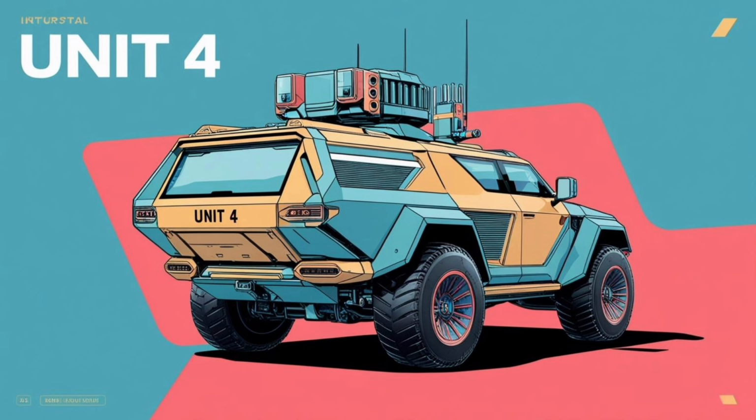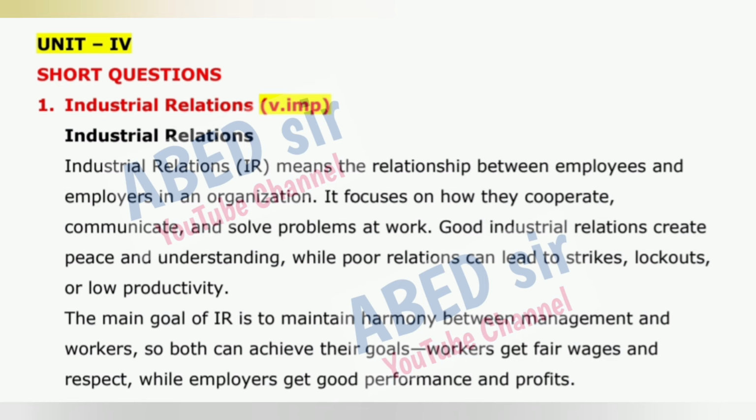Unit 4 first important short question is Industrial Relations. Industrial relations, IR, means the relationship between employees and employers in an organization. It focuses on how they cooperate, communicate, and solve problems at work. Good industrial relations create peace and understanding, while poor relations can lead to strikes, lockouts, or low productivity. The main goal of IR is to maintain harmony between management and workers, so both can achieve their goals.